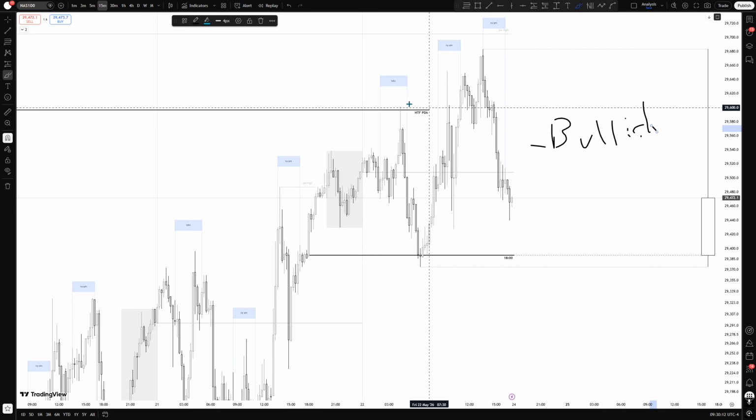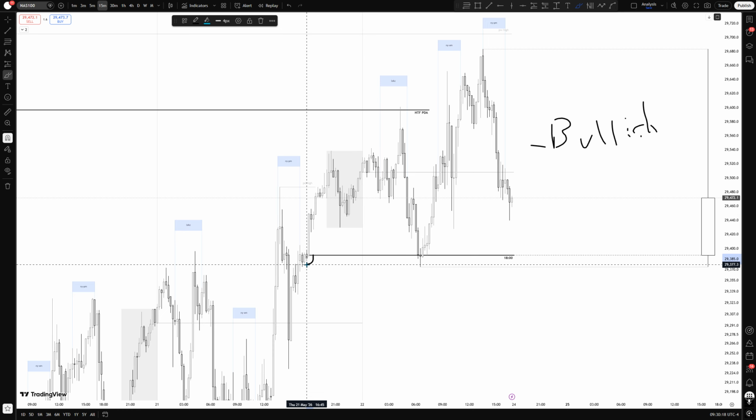Am I looking for a high of the day? Of course not. I'm looking for a low of the day. When is the low of the day formed? Until price was here. It was formed over here at 1800.